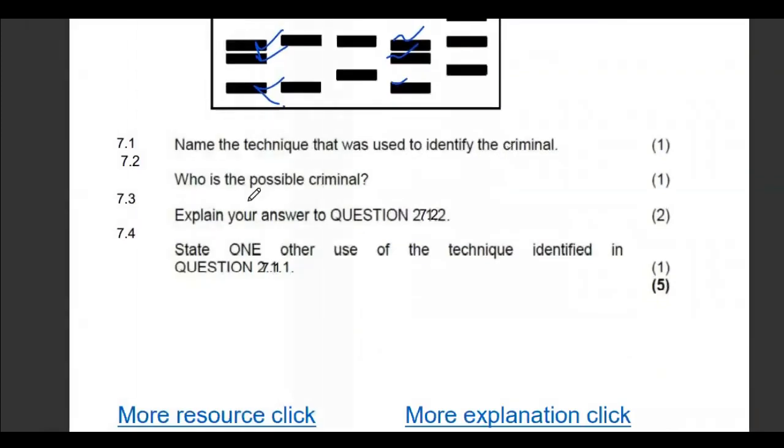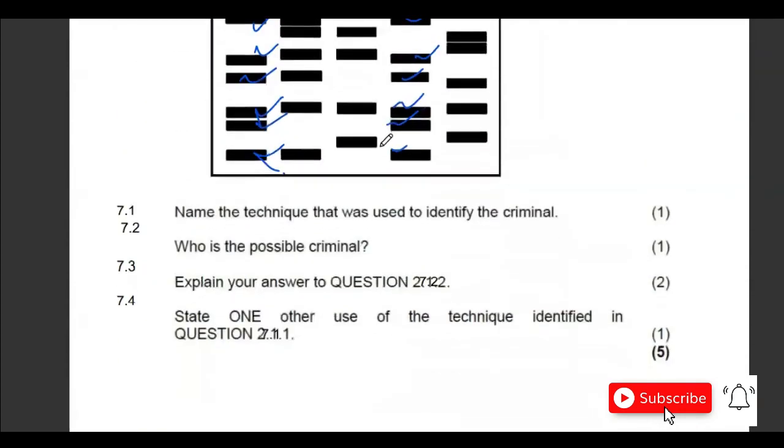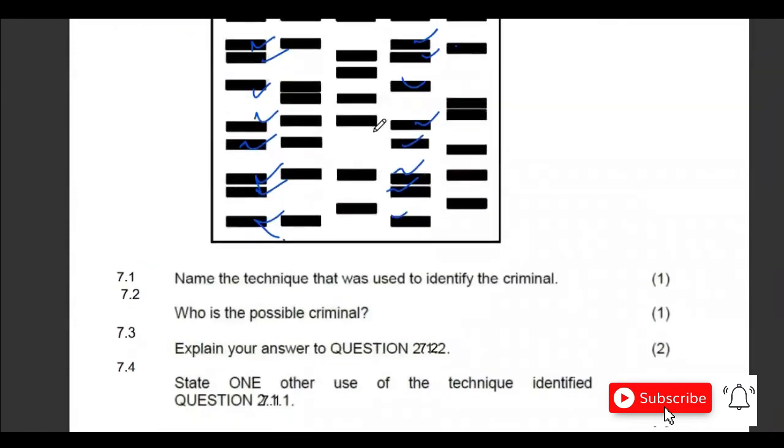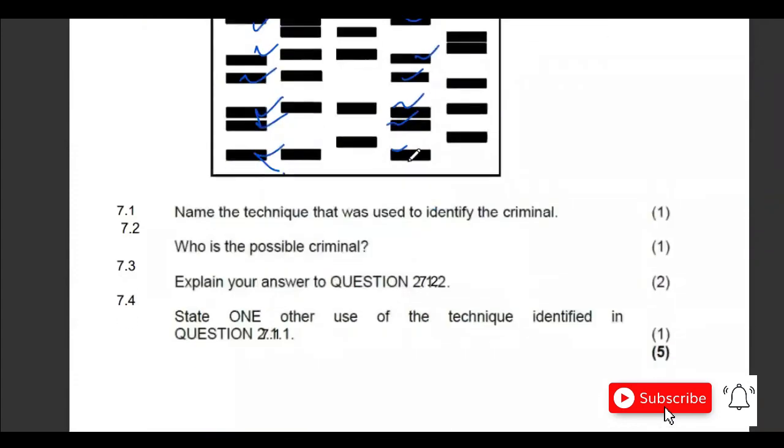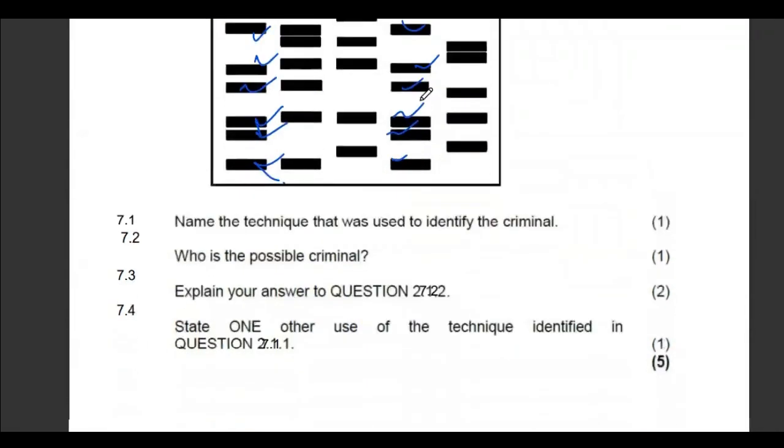Then the technique which was used is DNA profiling. And what is being shown here is a DNA profile. So you must know the difference. A DNA profile is not a technique. A DNA profile is what you obtain when you analyze the DNA sample. So who was the possible criminal? We have seen it is Jenny, because the DNA profile of the sample is matching with the profile of Jenny, or the bands of the DNA profile of the sample are matching with those of Jenny.